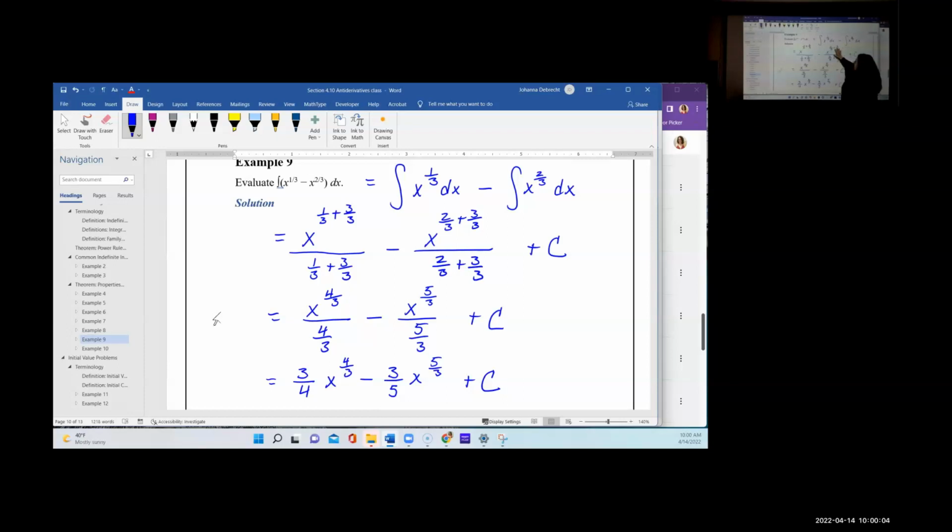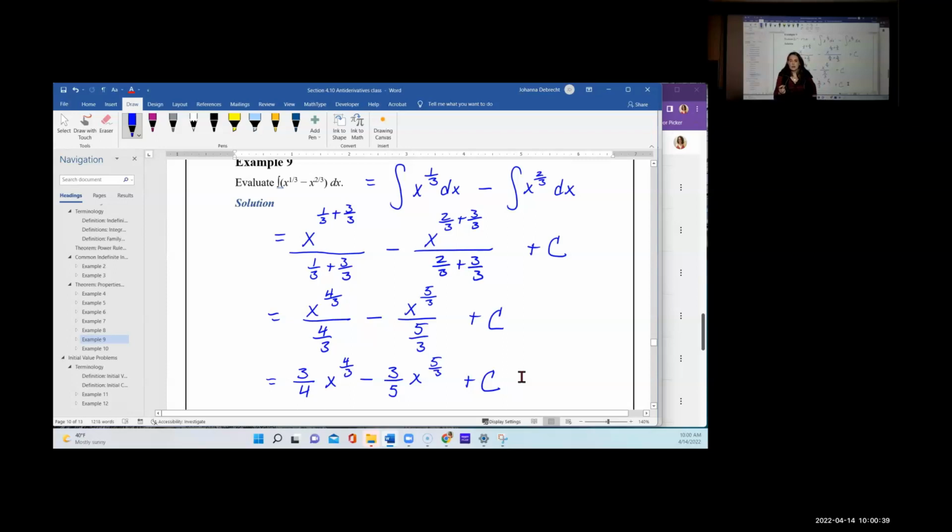So then we apply the power rule. X to the 1/3 plus 3/3 divided by the new power minus x to the 2/3 plus 3/3 divided by the new power. And then we can combine the power. So 1/3 plus 3/3 is 4/3, and then we divide by 4/3. Dividing by 4/3 is the same as multiplying by 3/4. And then we have 2/3 plus 3/3, which is 5/3. Dividing by 5/3 is the same as multiplying by 3/5. Don't forget the plus c.